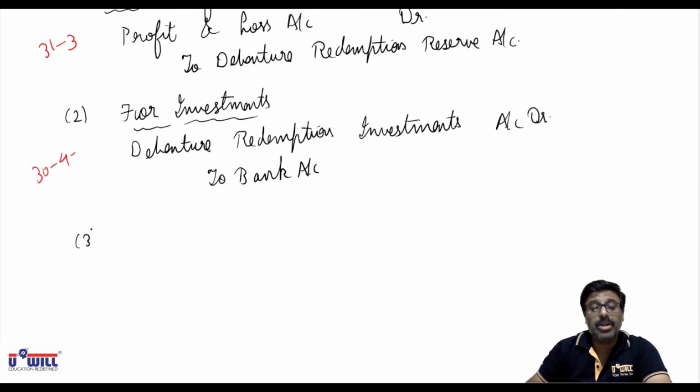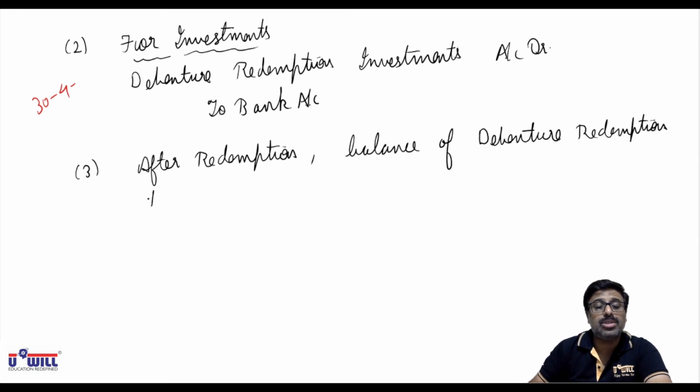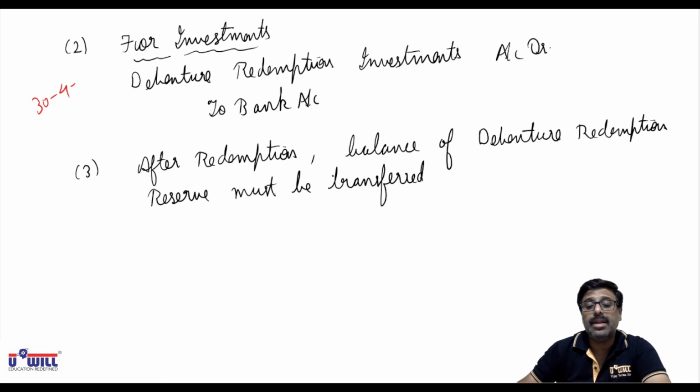And then one more point you can remember is that after you do the redemption of debentures, the balance of debenture redemption reserve must be transferred to general reserve, because once the debentures are redeemed, you don't require the debenture redemption reserve. That account must be closed. So whatever balance stands in debenture redemption reserve account must be transferred to general reserve, so that now you can use that money for any purpose of the company. General reserve means you can use it for any purpose.